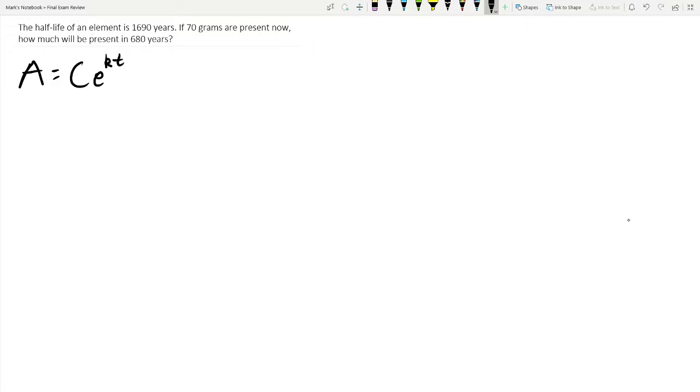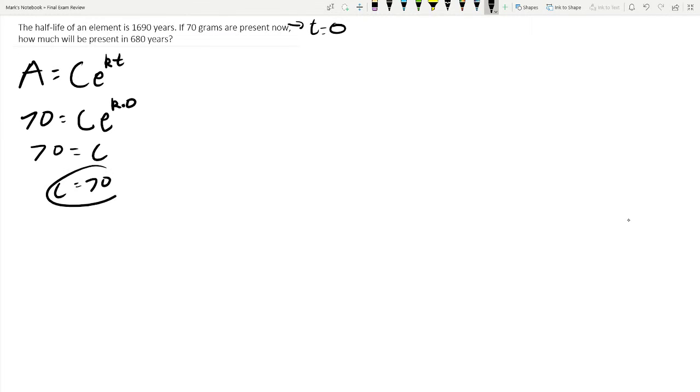So we know 70 grams are present now. Let's call now time 0. So we would get 70 is the amount right now, C e to the k times 0. So k times 0 is 0, e to the 0 is 1, times C is still C. So we just get that 70 is equal to C.